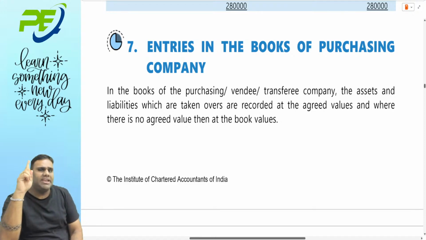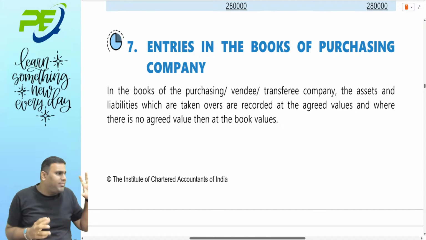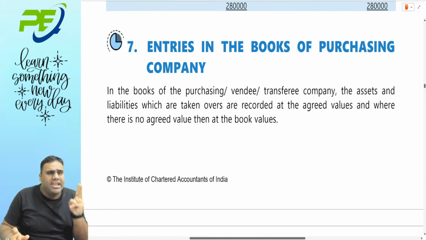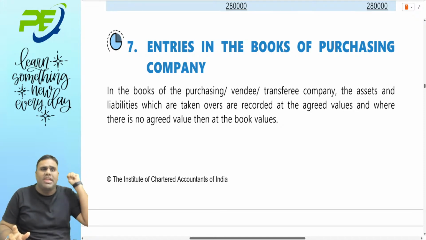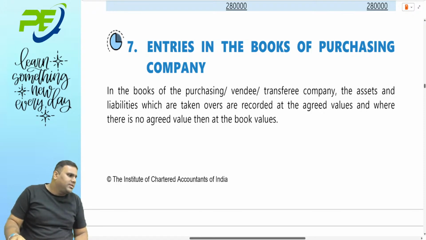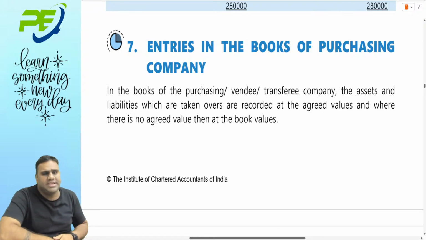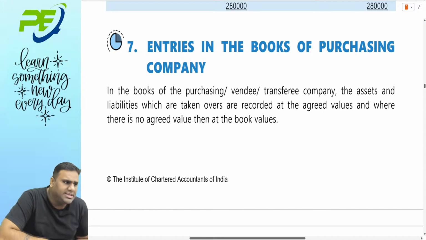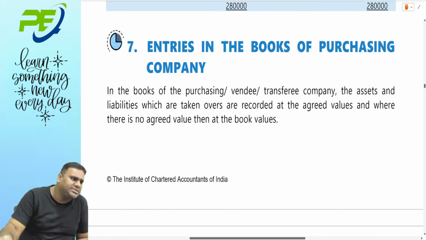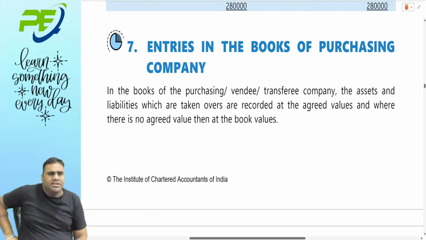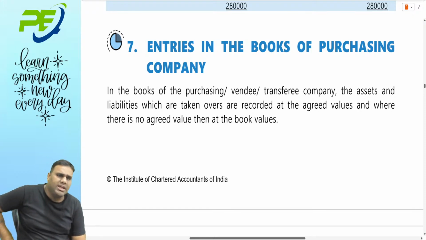So the first entry is due to purchase. We have purchased the business for that. Second, incorporation of assets and liabilities. Third entry, discharge of purchase consideration.